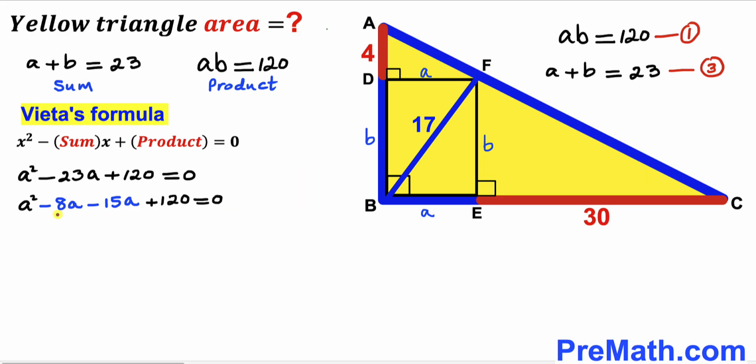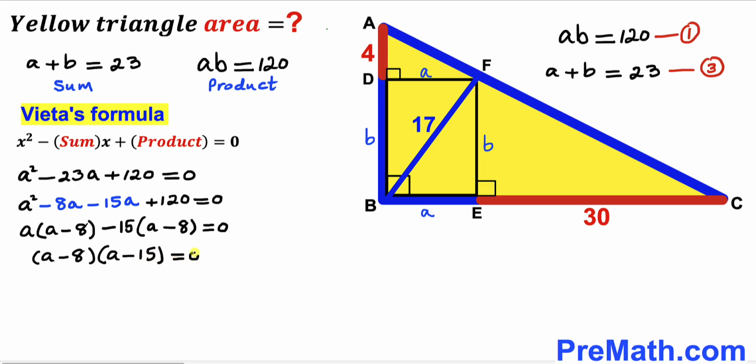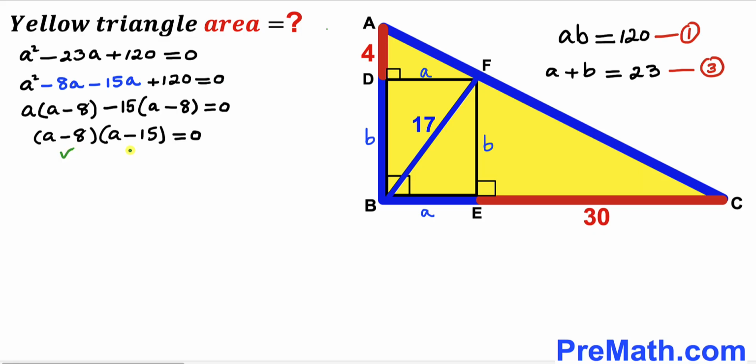And now we can see between first two terms a is in common, and between last two terms negative 15 is in common. So therefore I can factor out a. So we got a minus 8. Here I'm going to factor out negative 15, and we got a minus 8 equal to 0. So therefore we can write a minus 8 times a minus 15 is going to be equal to 0. And now we are going to separate these two factors, as you can see in this next step.